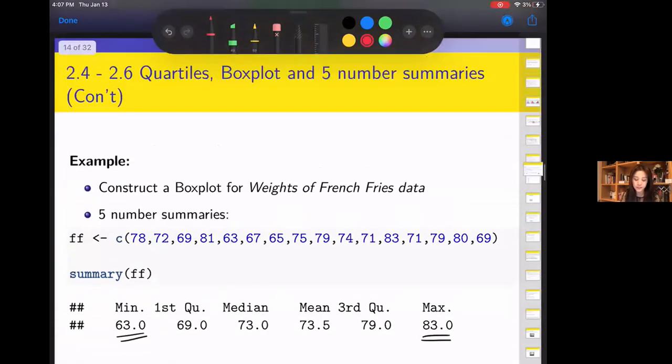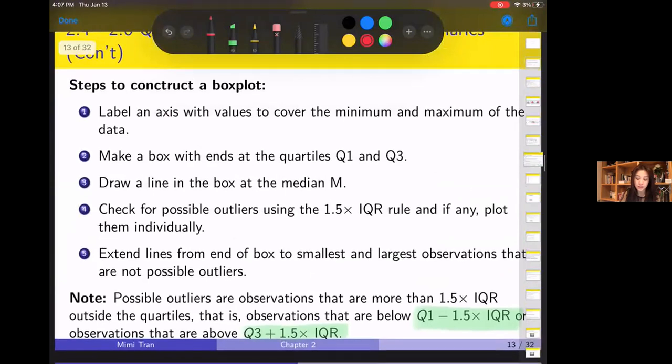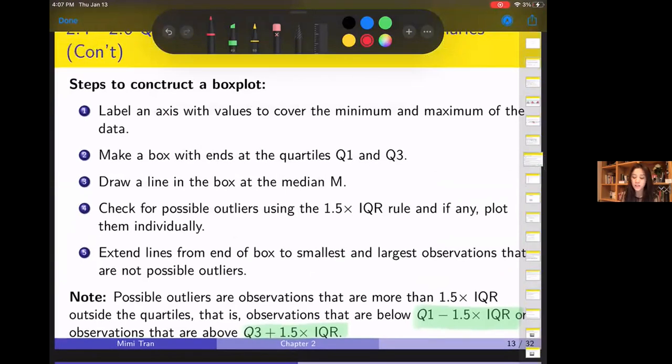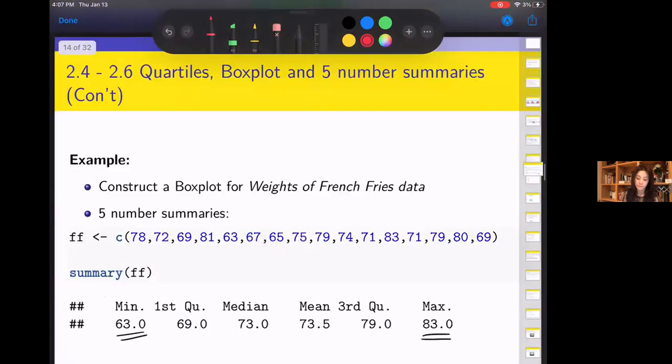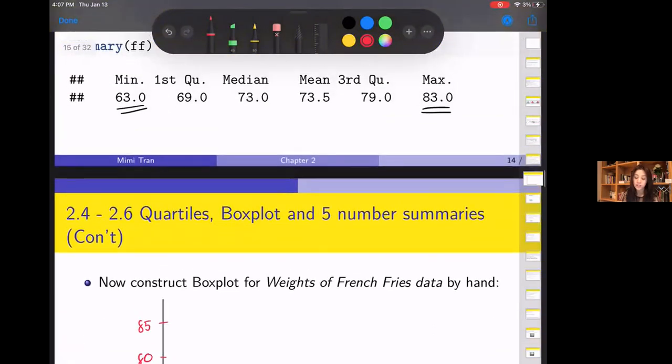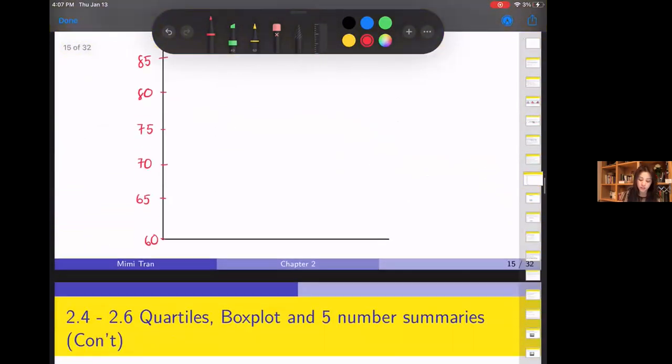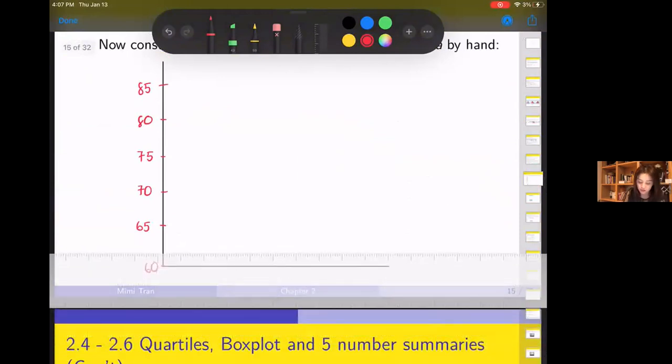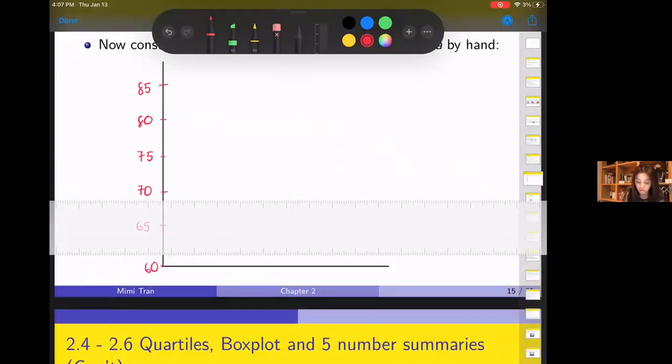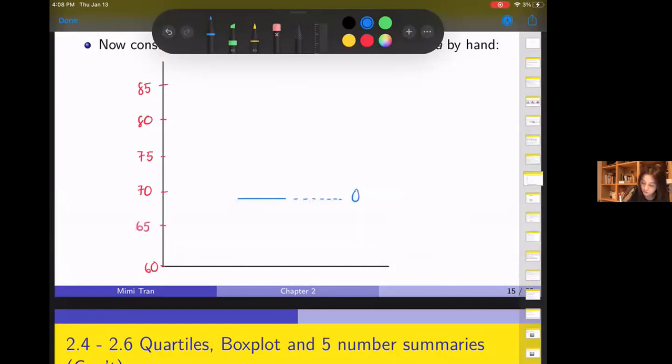Second step is, so I'm done with that. Second step is make a box with the quartiles Q1 and Q3. So Q1 is 69, and Q3 is 79. So 69, where is 69? 69 is roughly here. That's 69. So this one is Q1, and Q3 is 79.